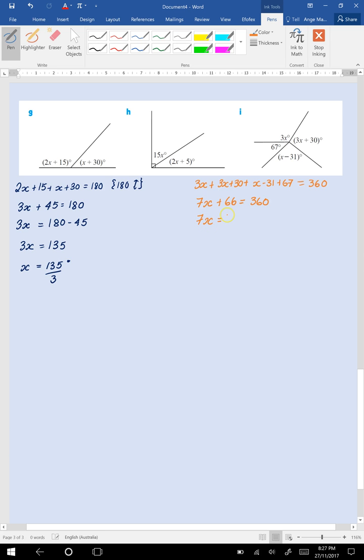So 7x equals 294. That's what 360 take 66 is. If you'd like to write that in, do so. And to get rid of the times 7, we're going to divide by 7. So that's 294 over 7. And we will work this out on the calculator because that gives us a nice number of 42 degrees. And I just checked while I was using this, this is also a nice number. Should have known. There is a number that goes into both, 3. So those are our answers there.